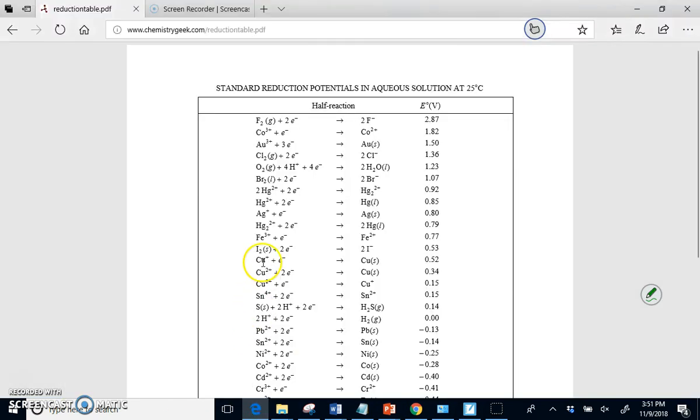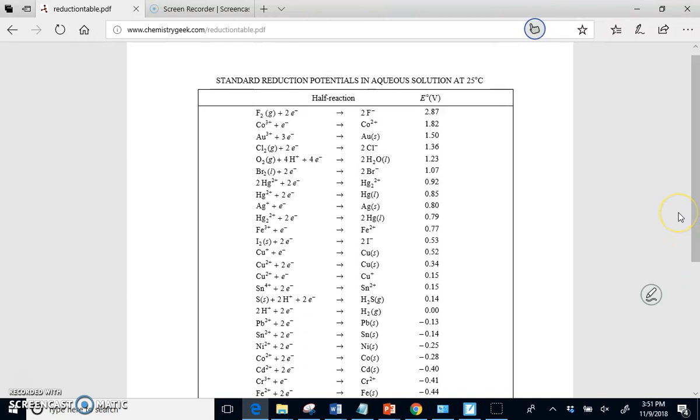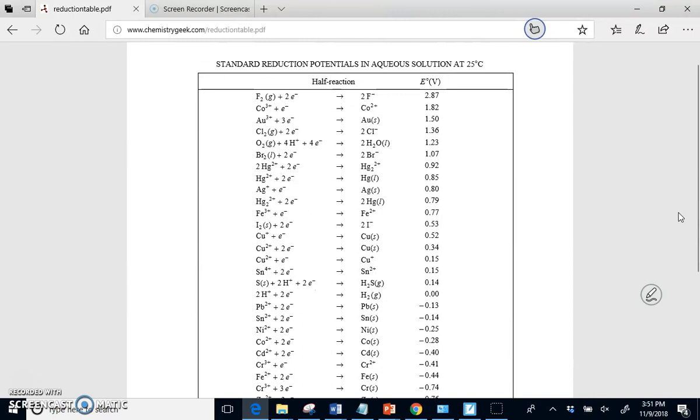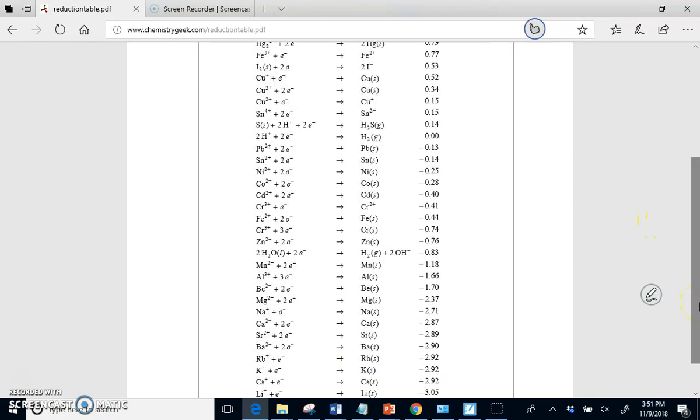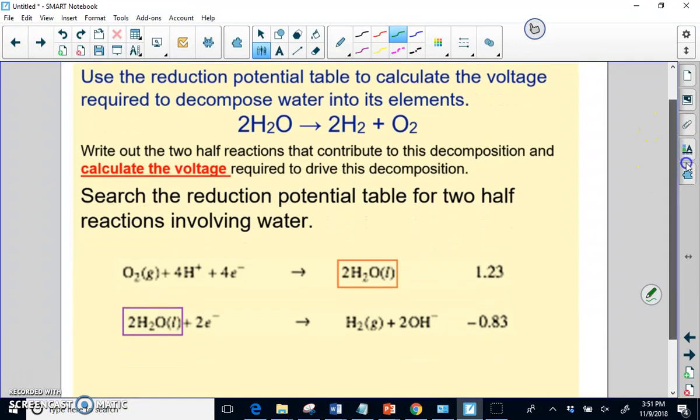So if we go to our tables that are here, I'm going to look for the half reactions that contain water in them. If I take a look, we have this half reaction, which contains water, and then we also have at the bottom this half reaction that contains water. So I'm going to go back to the smartboard, and you'll see on the next slide I have put those half reactions there. And our goal again is to calculate the voltage that's required to do this.